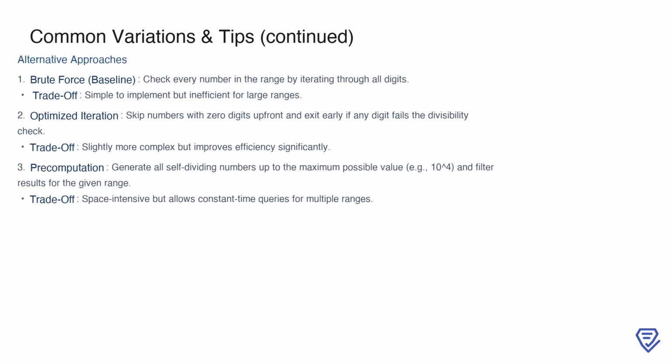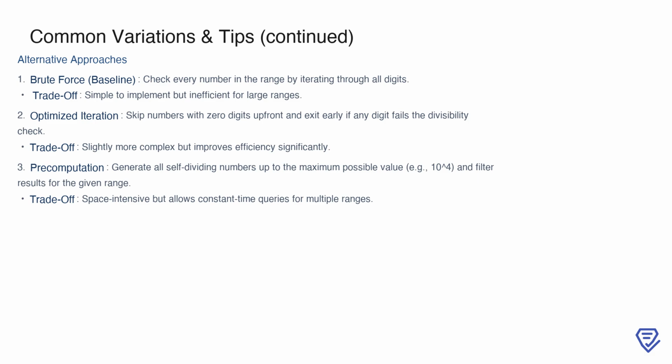When thinking about alternative approaches to this problem, the baseline is a brute force method. This involves checking every number in the given range by iterating through all its digits. While this is simple to implement, it becomes inefficient for larger ranges due to the high number of operations. A more efficient approach is optimized iteration, where you skip numbers containing 0 digits right at the start and exit early as soon as a non-divisible digit is found. This avoids unnecessary checks and significantly improves performance, though it does require slightly more complex logic.